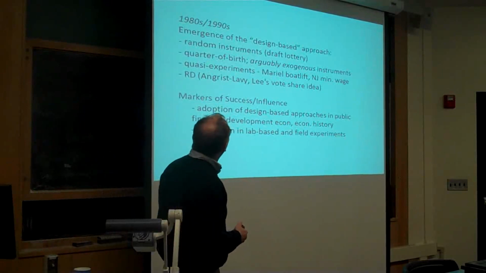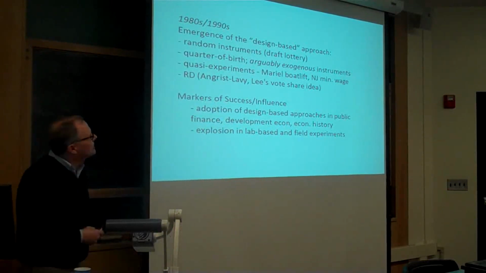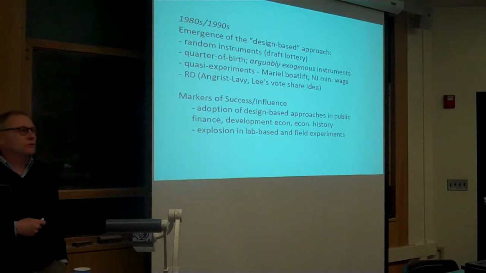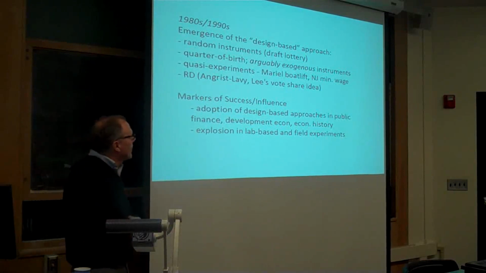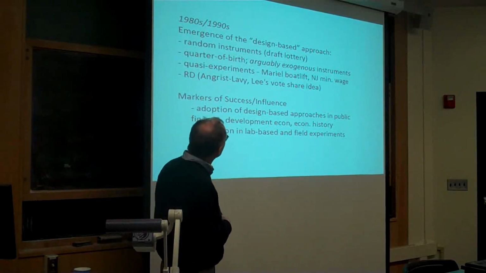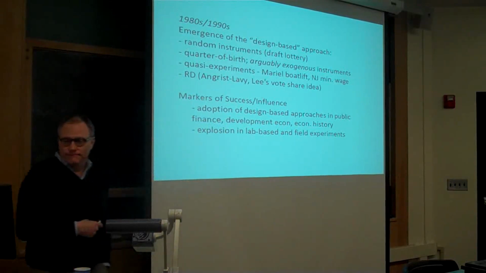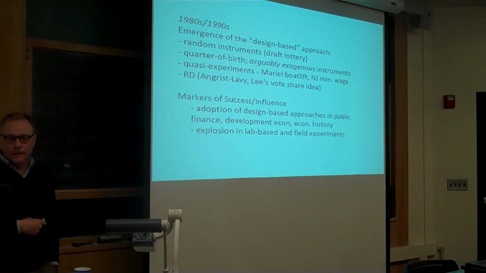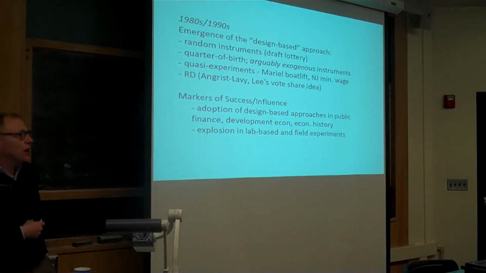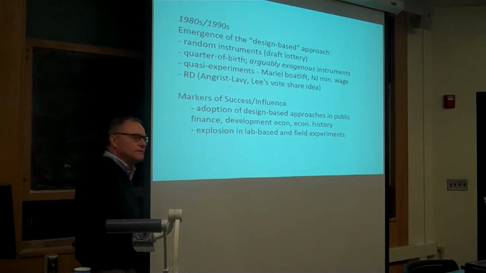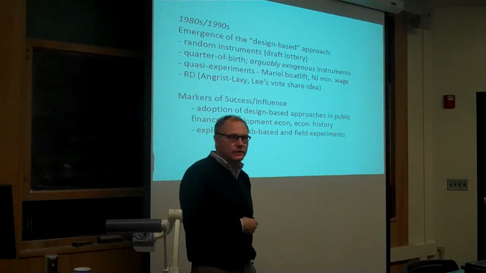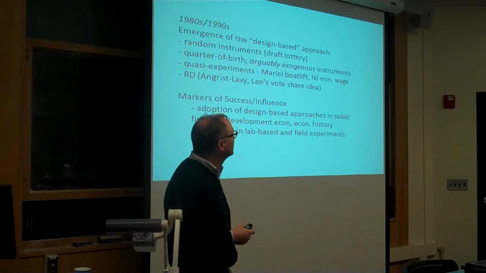So what happens in the 80s and 90s is what I would call the emergence of the design-based approach. These are the first few papers that I was aware of. Josh Angrist wrote a paper using the draft lottery number that people got in the Vietnam draft as an instrument for military service to try and see what's the causal effect of military service.